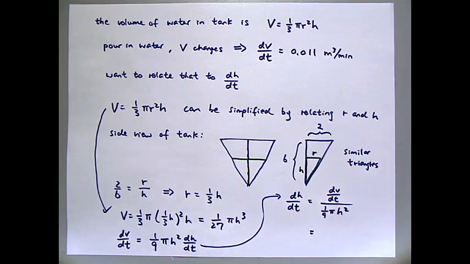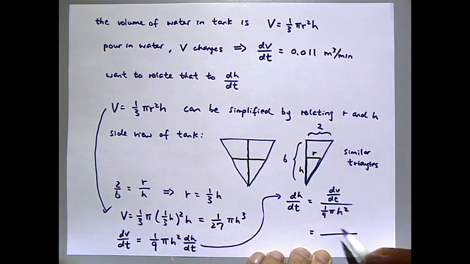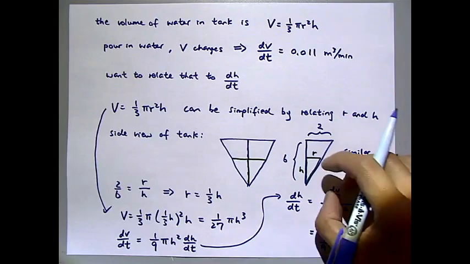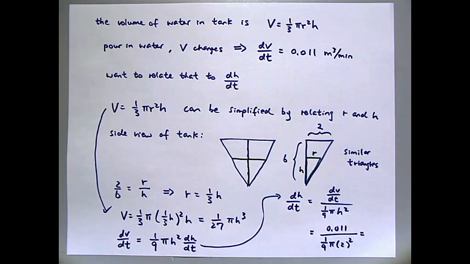And now we plug in the numbers we're asked to plug in. We know the rate, and we want to know at the particular instant when H is equal to 2 squared. Sorry. Okay, and this turns out to be a pretty small number, 0.00, I'm rounding it a little bit, 788.